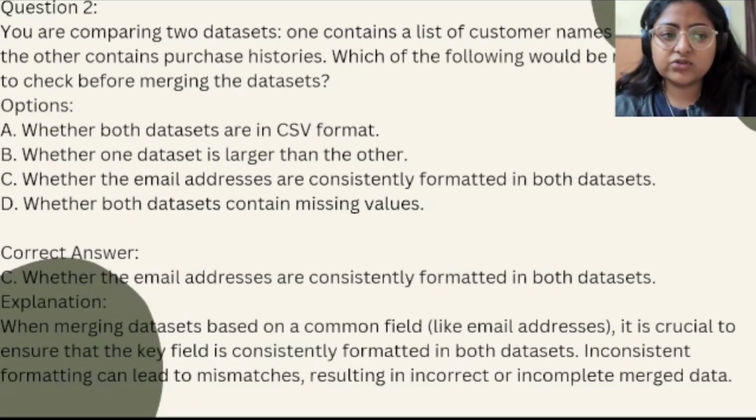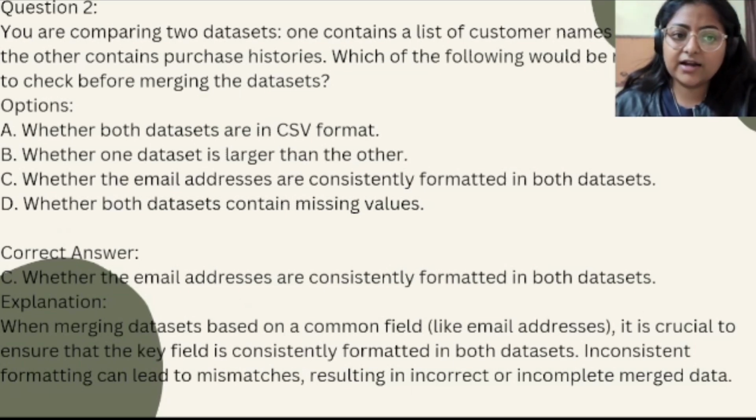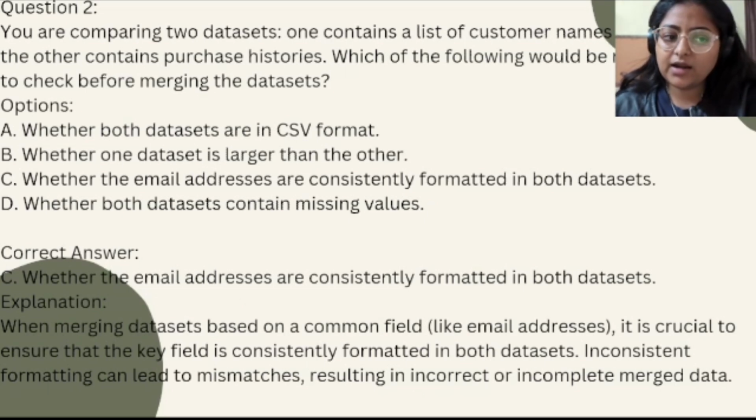Moving on, the second question is: you are comparing two data sets. One contains a list of customer names and emails, and the other contains purchase history. Which of the following would be more important to check before merging the data sets? Options are: whether both data sets are in CSV format; second, whether one data set is larger than the other; third, whether the email addresses are consistently formatted in both data sets; and the final option, whether both data sets contain missing values or not.